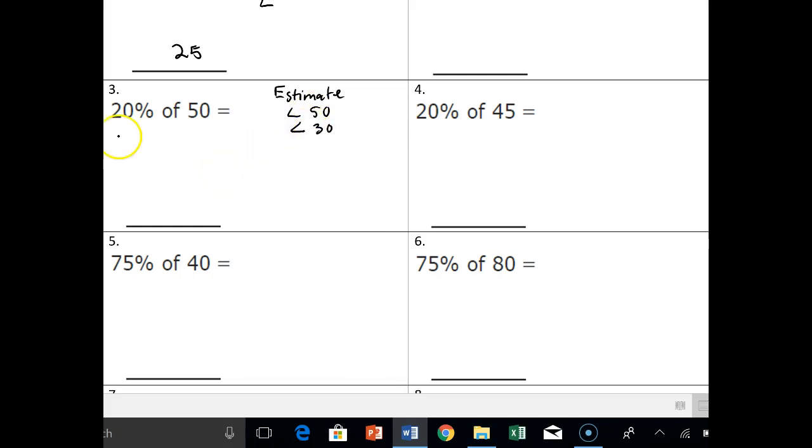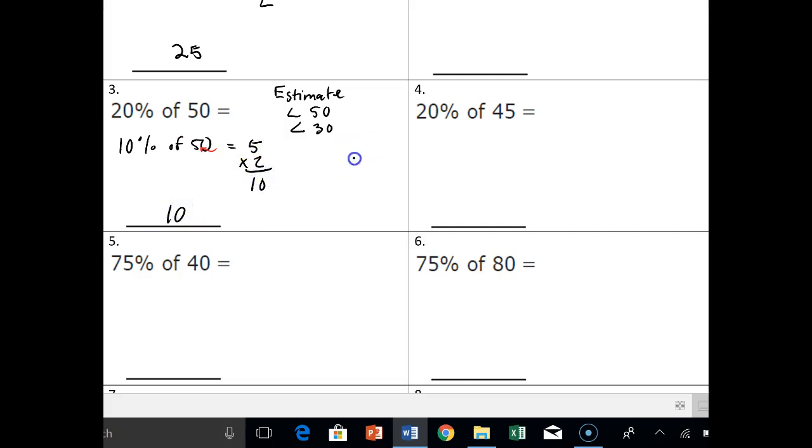Now here's how we're going to do this. We're going to say, since I know the benchmark of 10% of 50 is simply swooping your decimal place one time to the right, 10% of 50 is 5. So then 20% of 50 is just 5 times 2, right? So your answer in this case is 10.